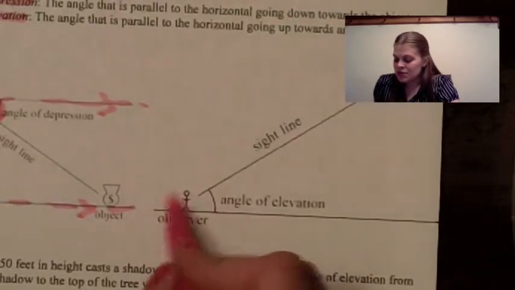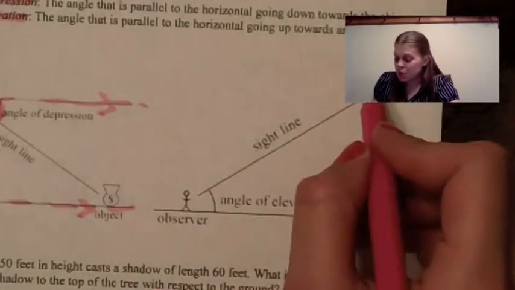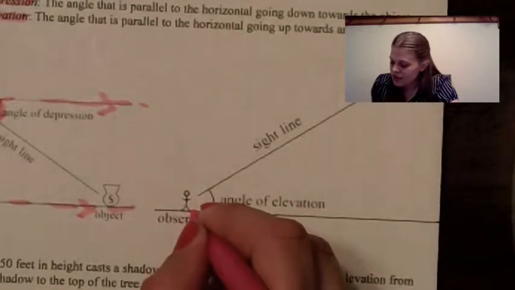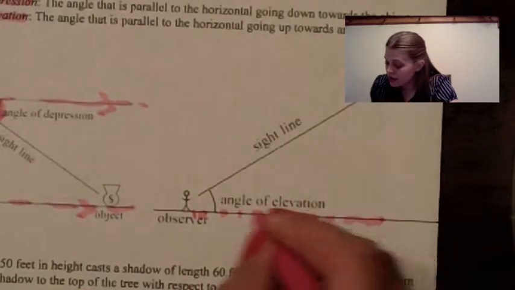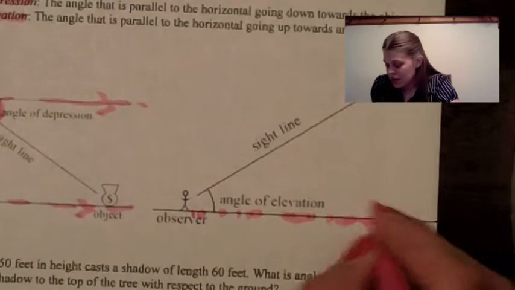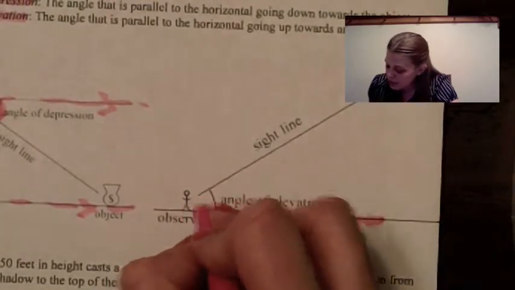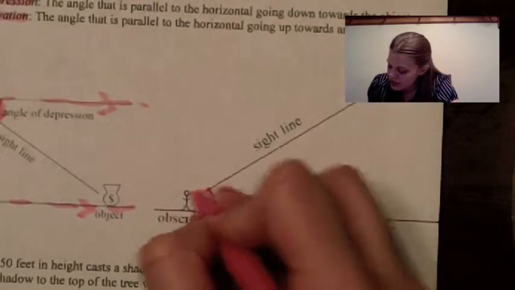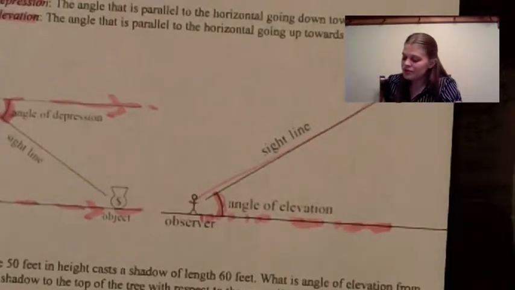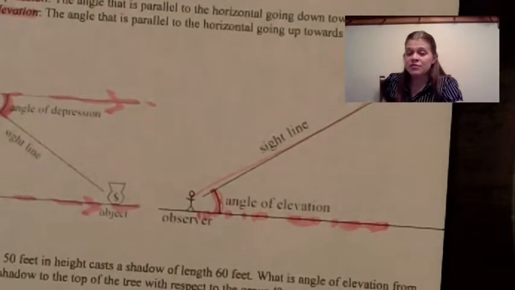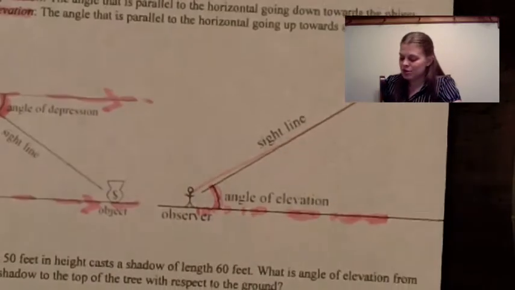The angle of elevation is going the opposite direction. Like if somebody's on the ground and I'm looking up towards something. So it's the angle that's parallel to the horizontal, here, and then going up towards the object. So here's the angle that's created for the angle of elevation. Okay, those are two pieces of information that you need to know in order to do the story problems.